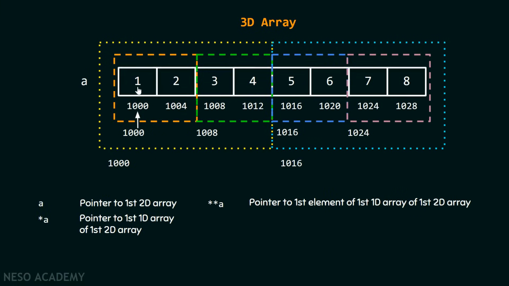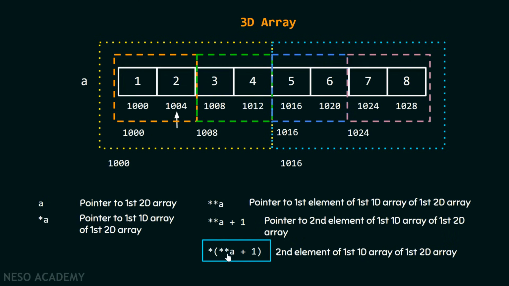Now, I don't want this element. I want this element. In order to get this element, I have to move this pointer in this direction. And I know if I add 1 to this, I will get the pointer to the second element of the first 1-dimensional array of the first 2-dimensional array. And if I want to get this element, I just have to put another star in front of this whole statement, which gives me the second element of the first 1-dimensional array of the first 2D array. So this is the required statement in order to get the second element of this whole 3-dimensional array.